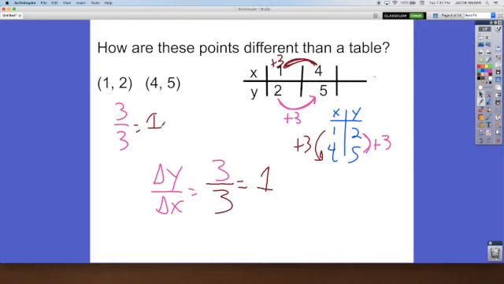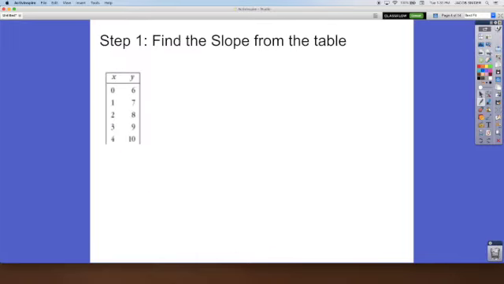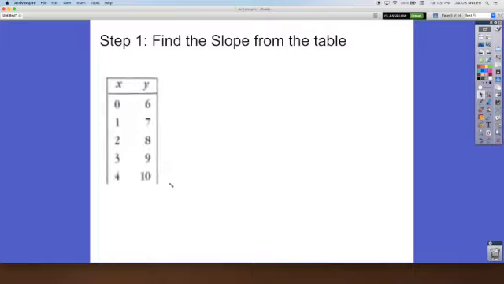So, see how I can find it from a table? It's basically the exact same as finding it from the ordered pairs. All right? Okay, let's keep rocking and rolling. Now, let's look at this one. How do I find the slope from the table? It's really easy, guys. Pick any 2 points that you want to work with. I usually just use the first 2 just because.